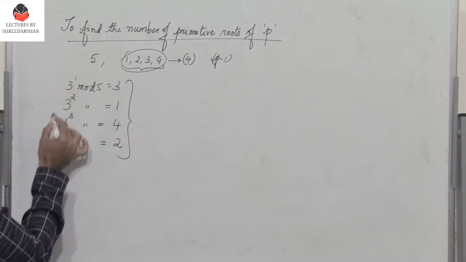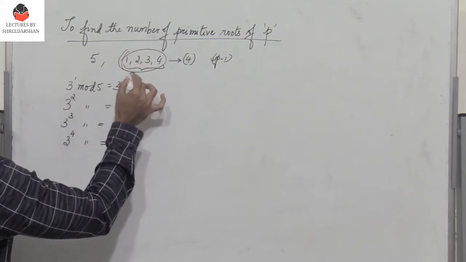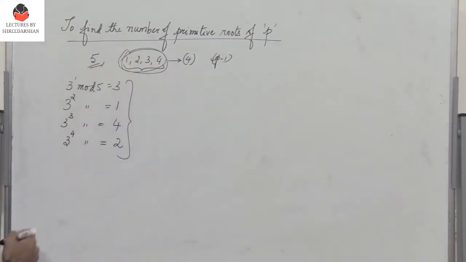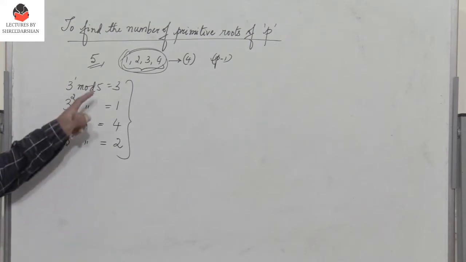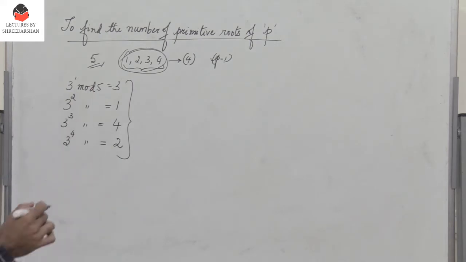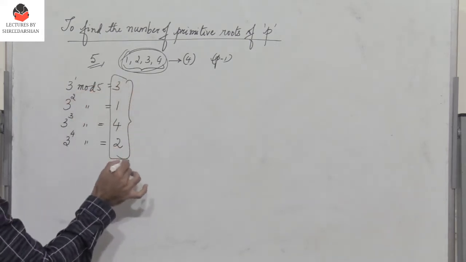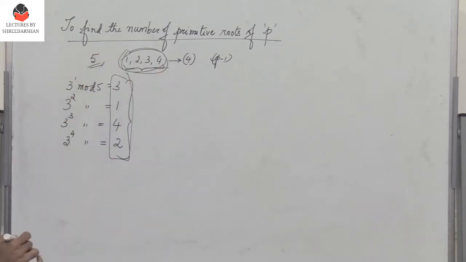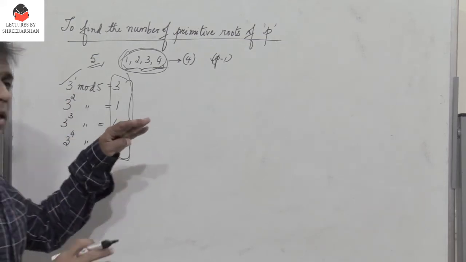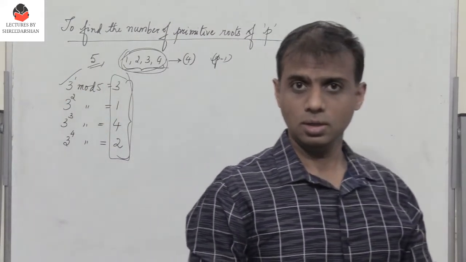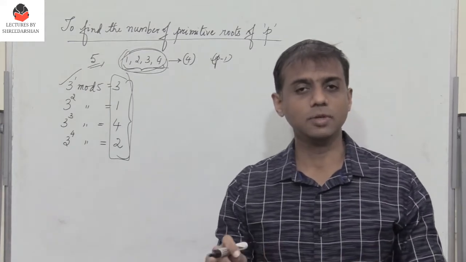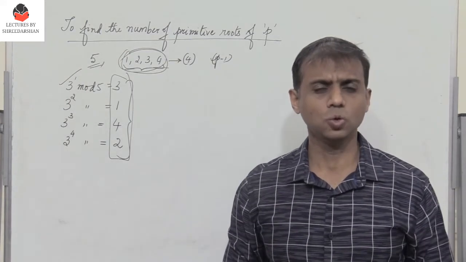Now when I raise the given number to all the numbers which are relatively prime to 5, in mod 5, what do I find? I find that it generates all the numbers which are relatively prime to 5. And hence we conclude that 3 is a primitive root of 5. So this is what we had seen in the previous video lecture, and the link has been given in the description. So far so good.